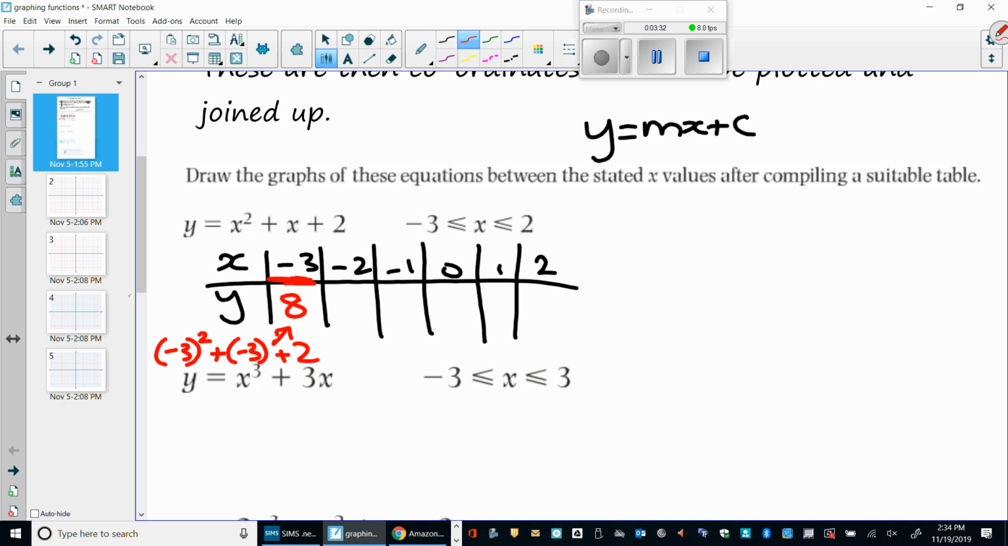And what's -2 squared? 4. Plus -2? 2. Plus 2? 4. What's -1 squared? 1. Plus -1? 0. Plus 2? 2. 0 squared? 0. Plus 0? 0. Plus 2? 2. 1 squared? 1. Plus 1? 2. Plus 2? 4. 2 squared? 4. Plus 2? 6. Plus 2? 8. Okay? So there are our coordinates.